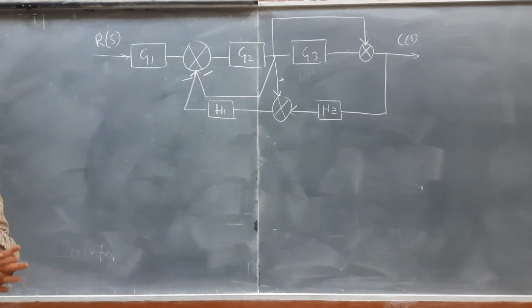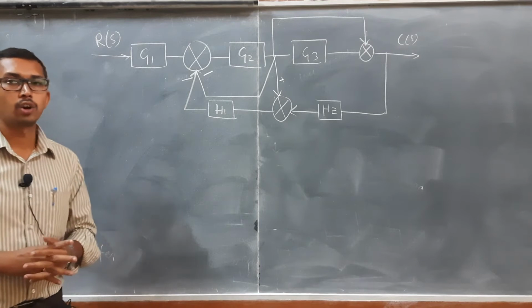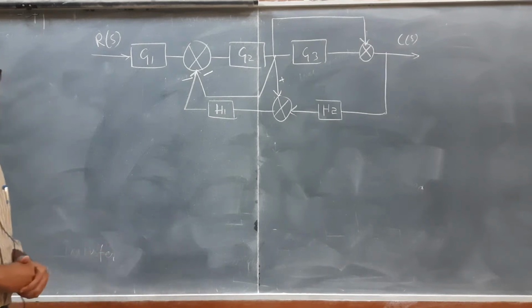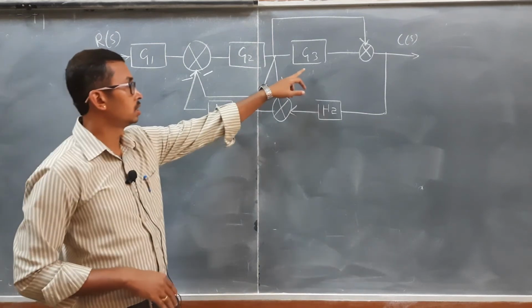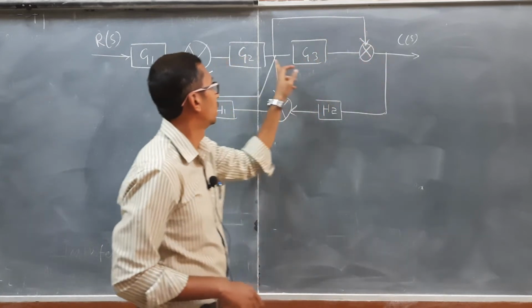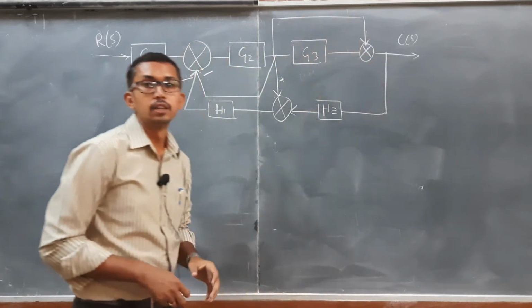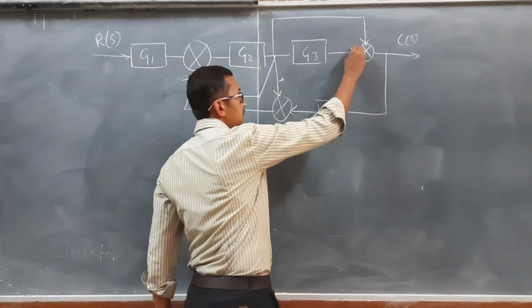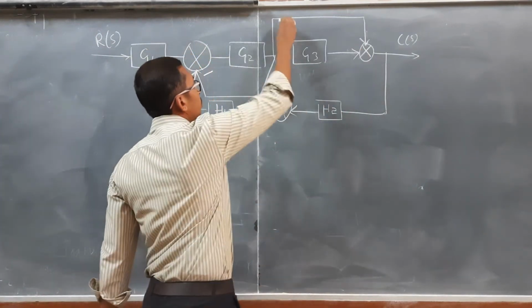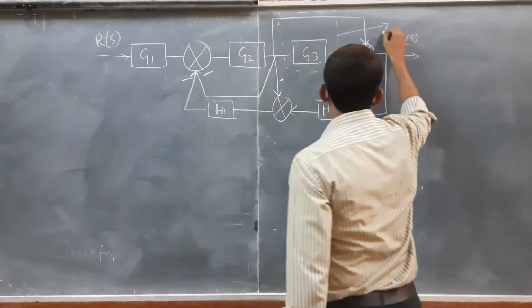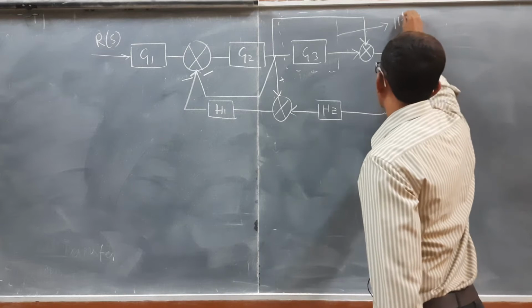Now, what is the next step we can do? We need to find out whether any blocks are in parallel. Please pay attention. Here G3 and this signal, so E, are in parallel condition, because the flow of signal is in the same direction. Therefore we can mention that these two blocks are in parallel.